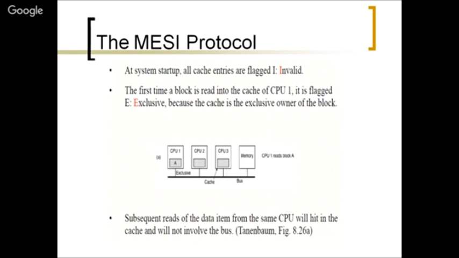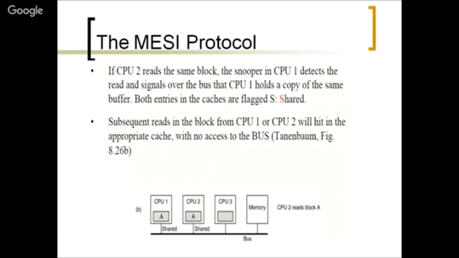Because the cache is exclusive, subsequent reads follow. If I write, then the other CPUs should be in read mode. What should the CPUs do? CPU 1 is in write mode, and the other CPU will obviously read the same block. The snooper in CPU 1 detects the read and signals. So CPU 1 writes, and once it modifies, it will be read by all the remaining CPUs.